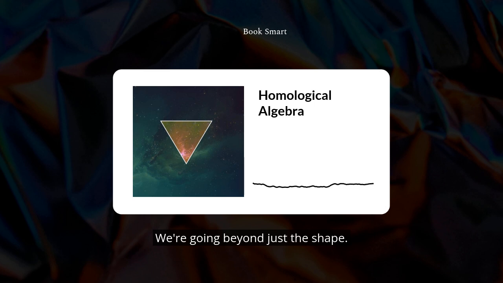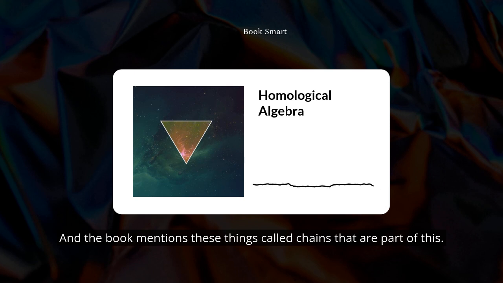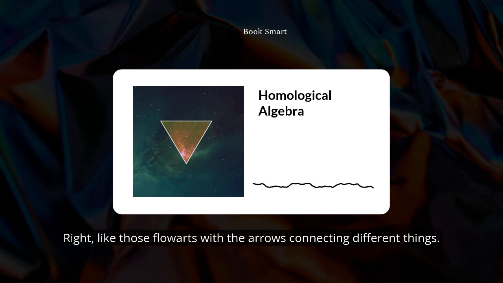Exactly. We're going beyond just the shape. We're digging into the structure, the framework of the object. And the book mentions these things called chains that are part of this. Chains. Oh, yeah, we talked about chains before, right? Like those flowcharts with the arrows connecting different things.